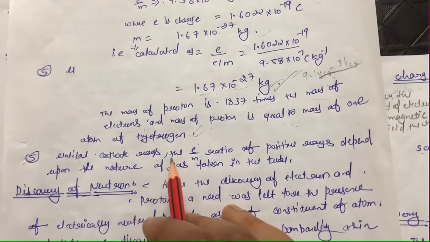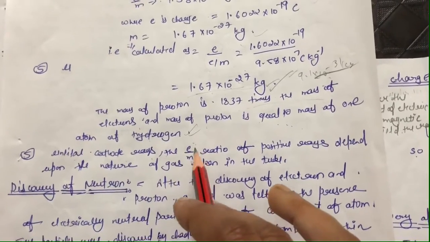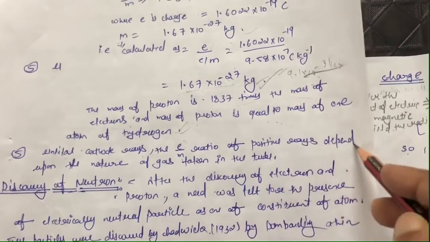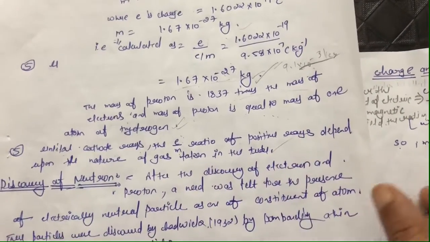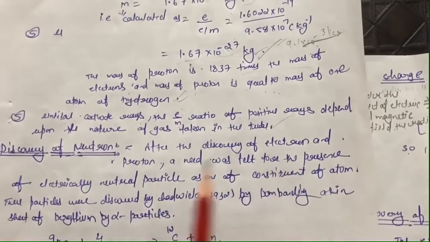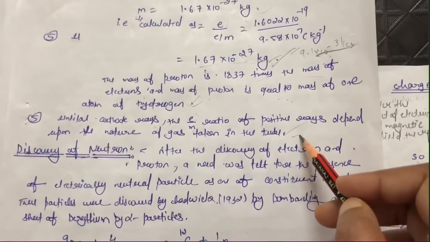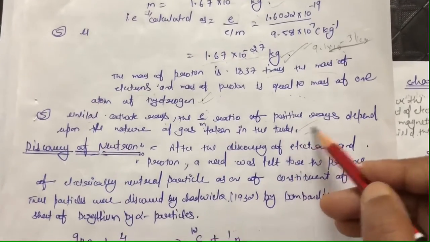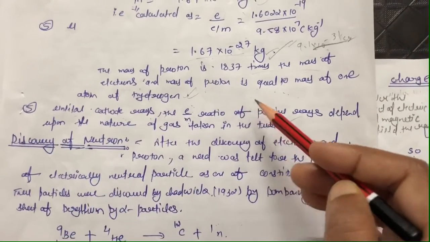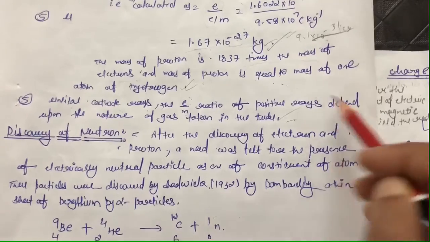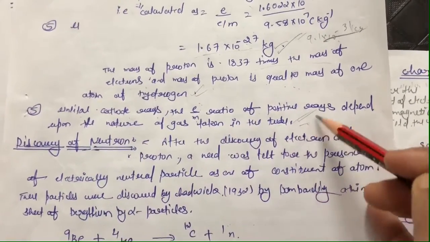Next, cathode rays. For anode rays, the ratio e/m of the positive rays depends upon the nature of the gas taken in the tube. Clear? Unlike cathode rays, the ratio of charge to mass for these positive rays will depend upon the nature of the gas taken in the tube.